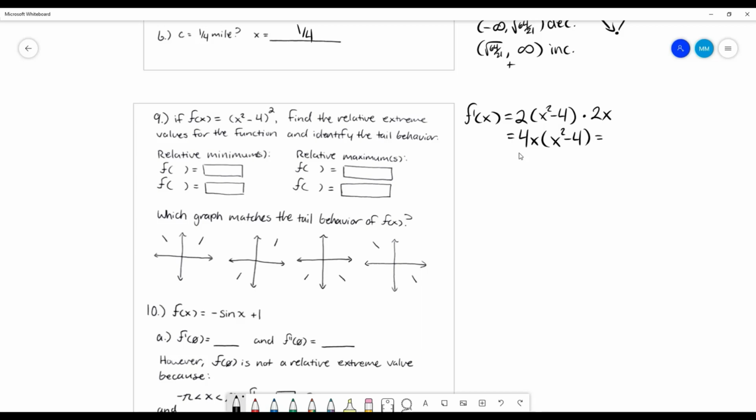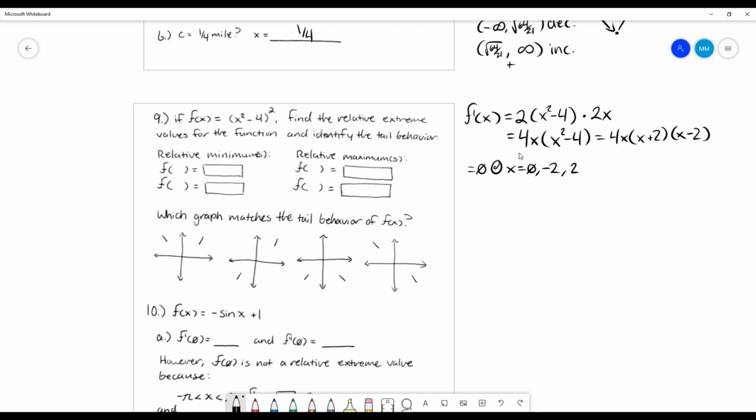I can also rewrite that as this, because this is a perfect difference of squares. So my derivative equals 0 whenever x equals 0, x equals -2, or x equals +2. Those are my critical points here.